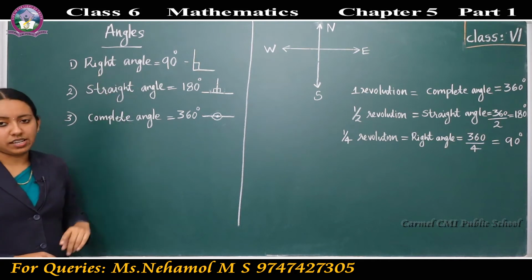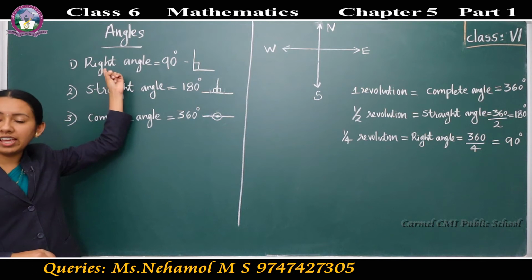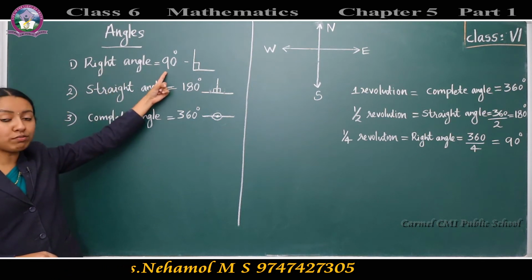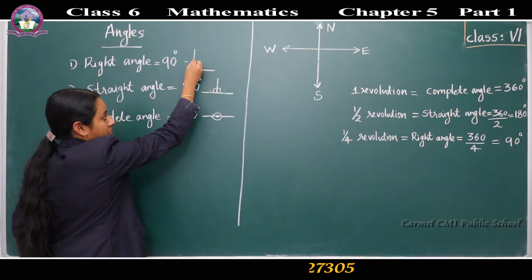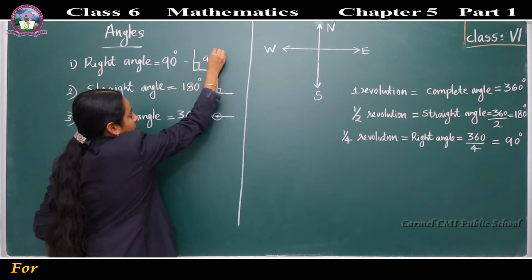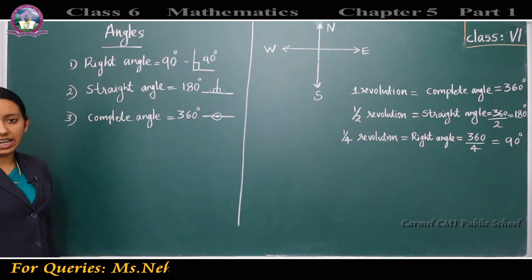First one right angle. An angle of 90 degree is known as a right angle. This is an example. Here we measure 90 degree. An angle of 90 degree is known as a right angle.